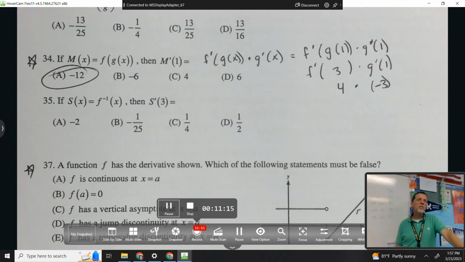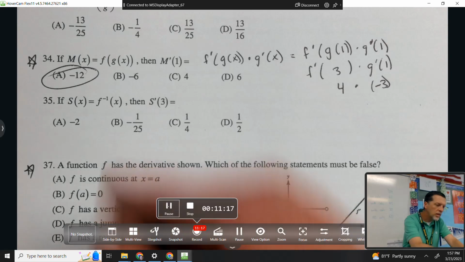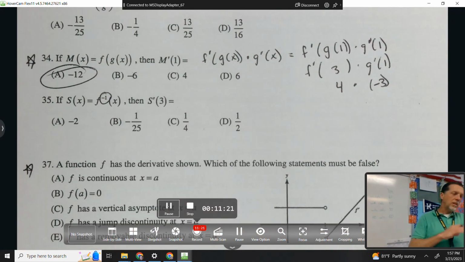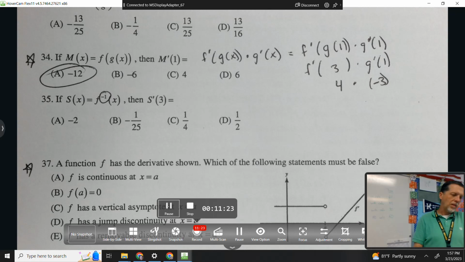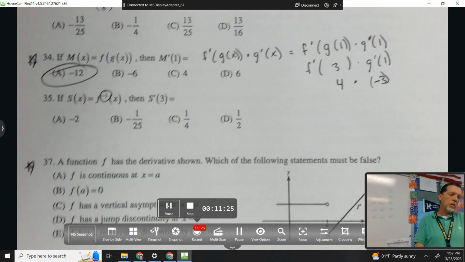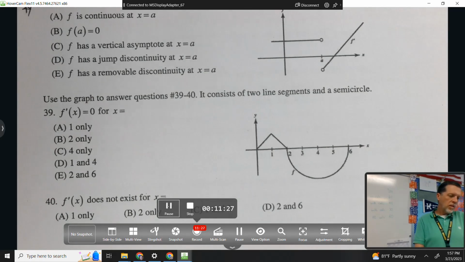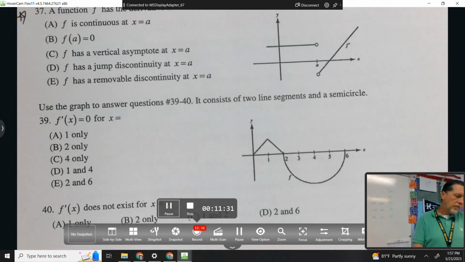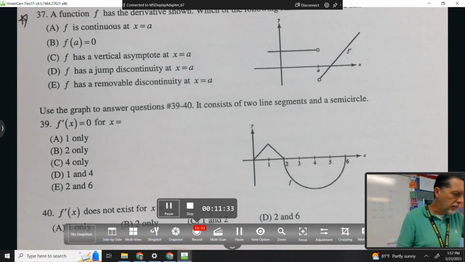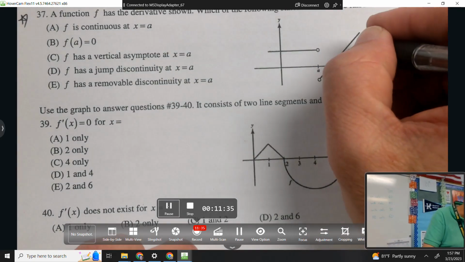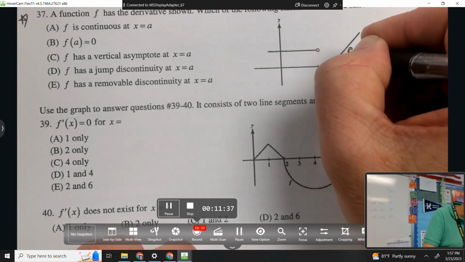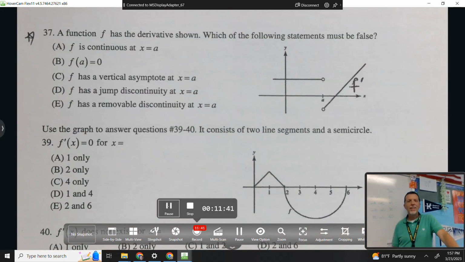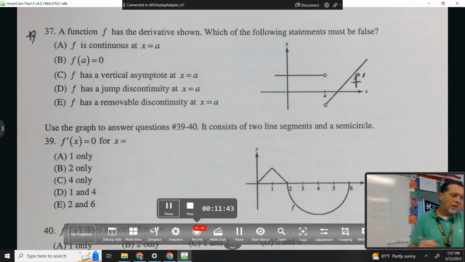Uh, 35 is another inverse problem. So we'll skip that one, but that would be set up the table, put in the x's and y's, and again, the grand finale is that it's reciprocals. 37. Function f has the derivative shown. Again, they love doing this where they give you the graph of the derivative and then start asking you questions about f. And this one is especially fun because of how it's worded.